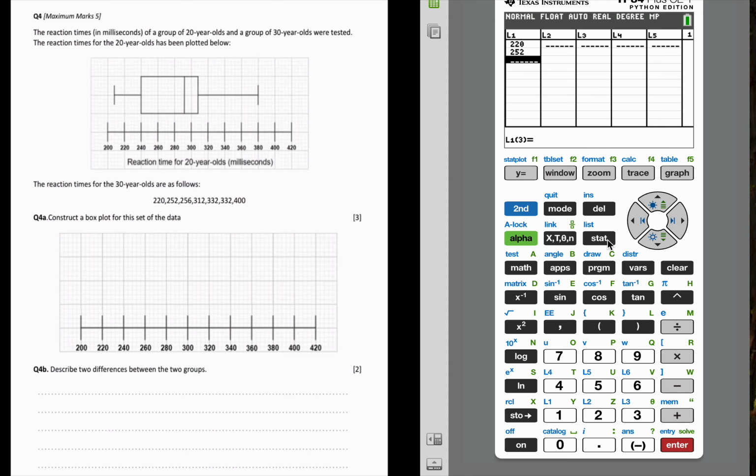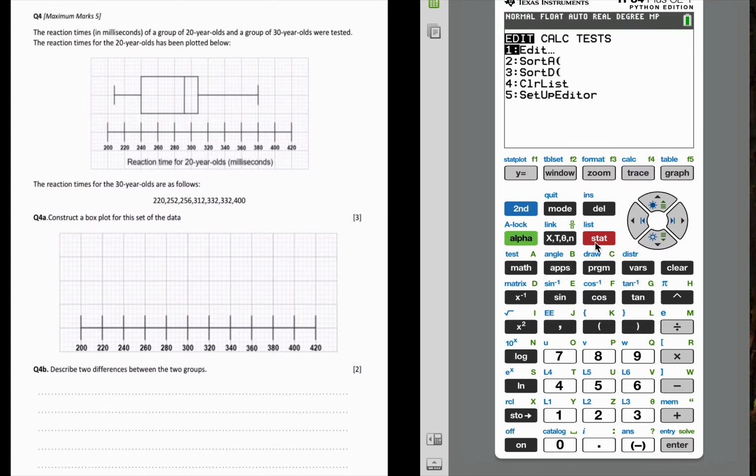And if we have to draw a box plot, then we're going to need to know the lower point, the higher point, the quartiles, and so on. So the way to do that is to type it into the calculator like this. So 256, 312, 332, 332, and 400.